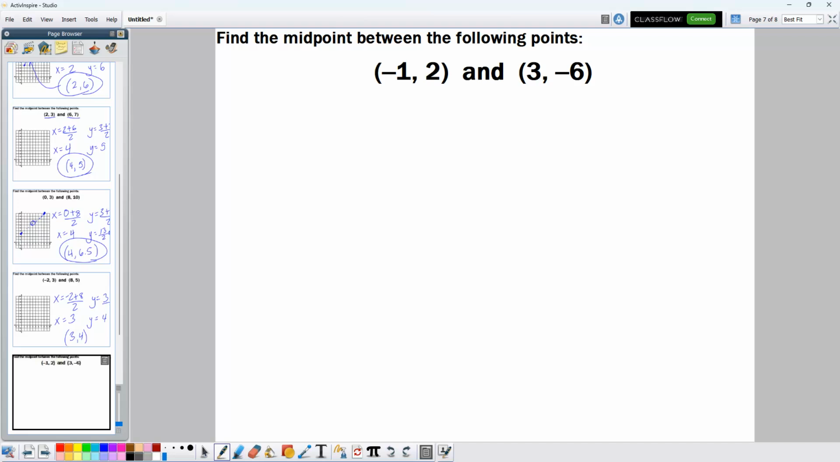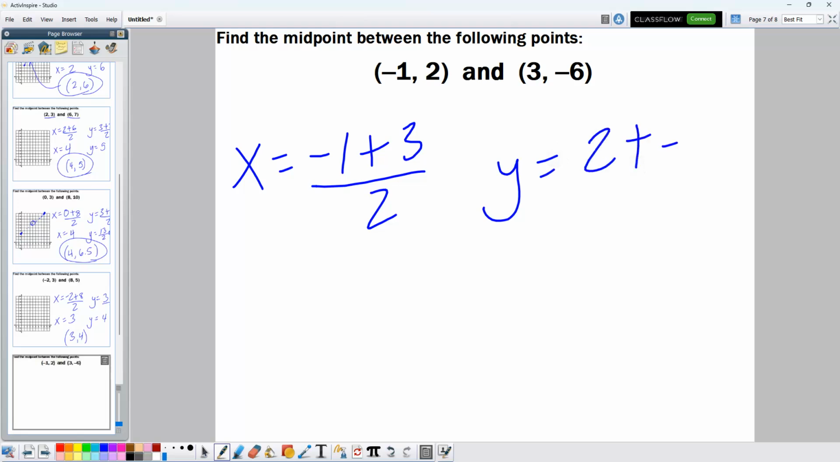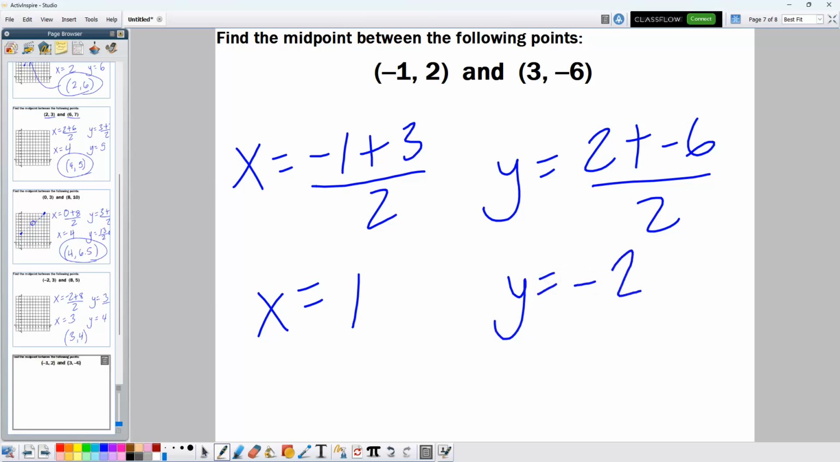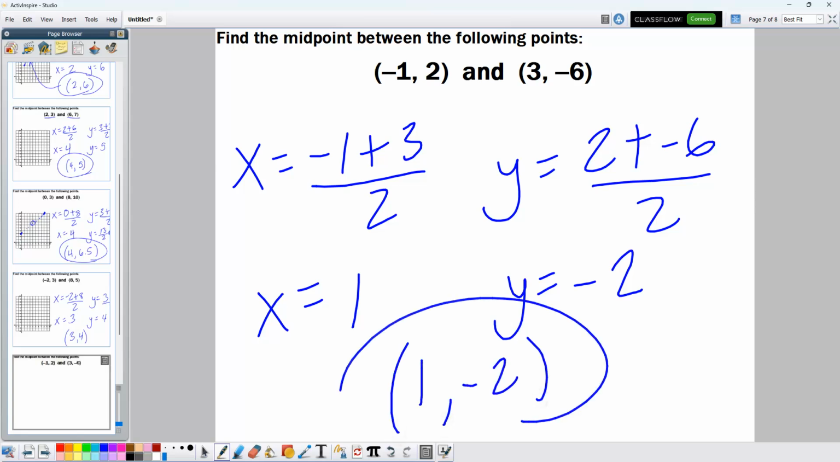I'd push pause right here. I'd try this one on your own. I got x equals -1 plus 3 over 2, and I've got y equals 2 plus -6 over 2. That's x equals 1, and that's y equals, I think that is -2. So my final answer would be 1 comma -2, halfway between that point and that point.